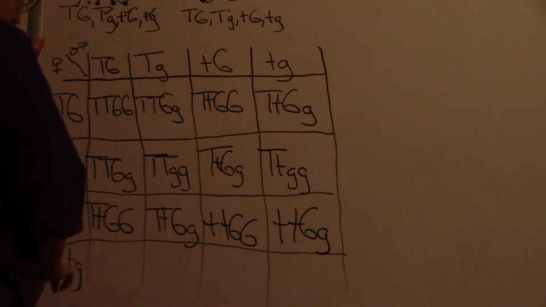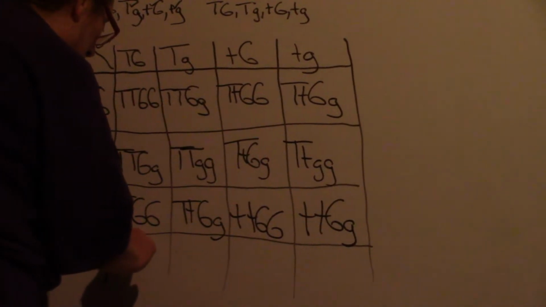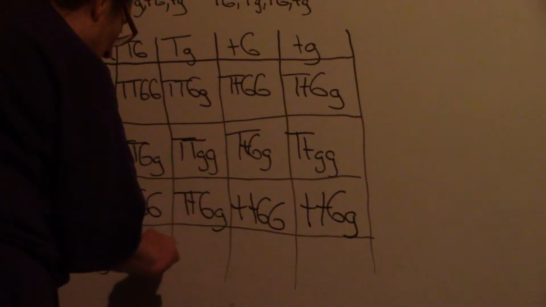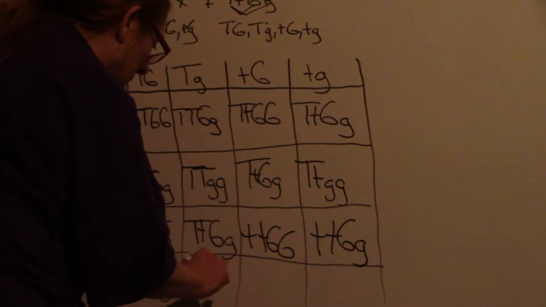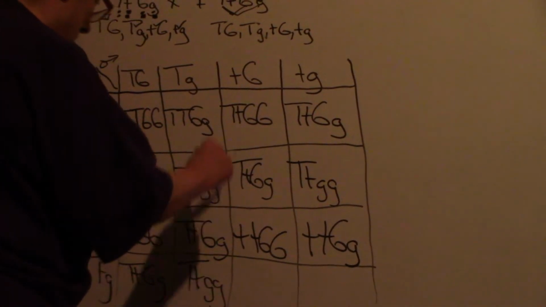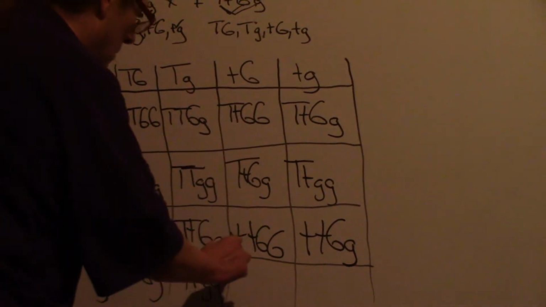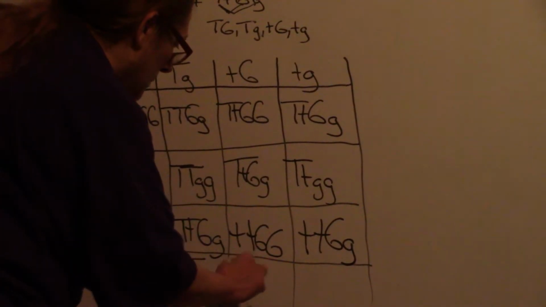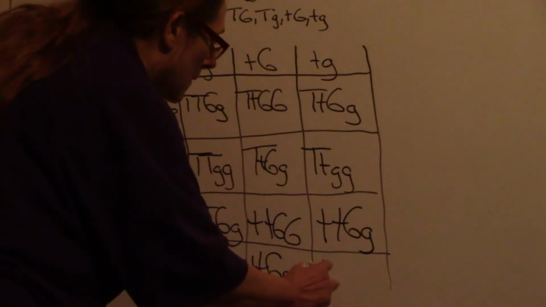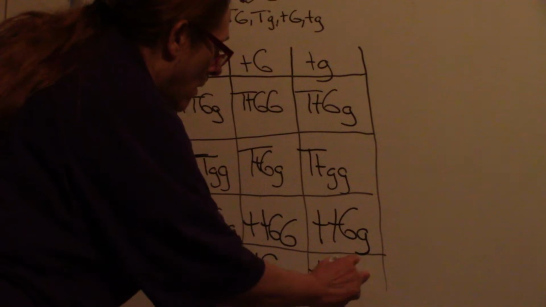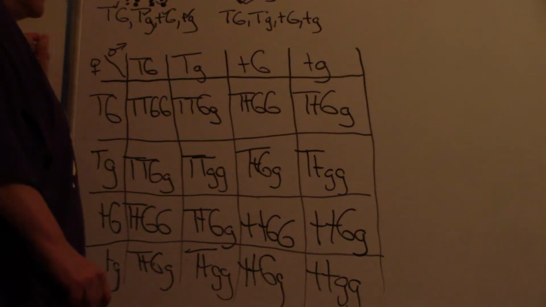So now this one and this one. Big T, little t, big G, little g. These two. Big T, little t, big G, little g. These two. Little t, little t, big G, little g. And these two. All lowercase letters.